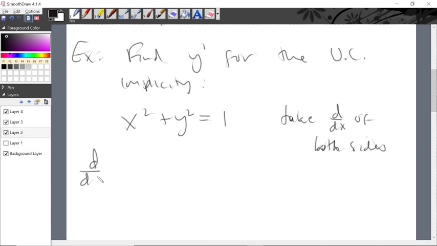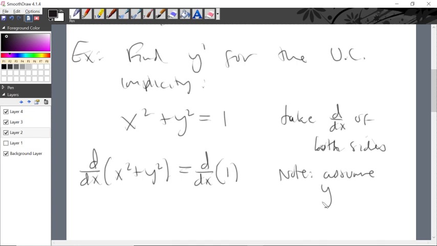Okay. So we have the derivative with respect to x of x squared plus y squared. And on the right-hand side, we have the derivative with respect to x of 1. We've applied the differential operator to both sides. Okay? And now note, we are assuming that y is a function of x, or that y is some combination of functions of x.